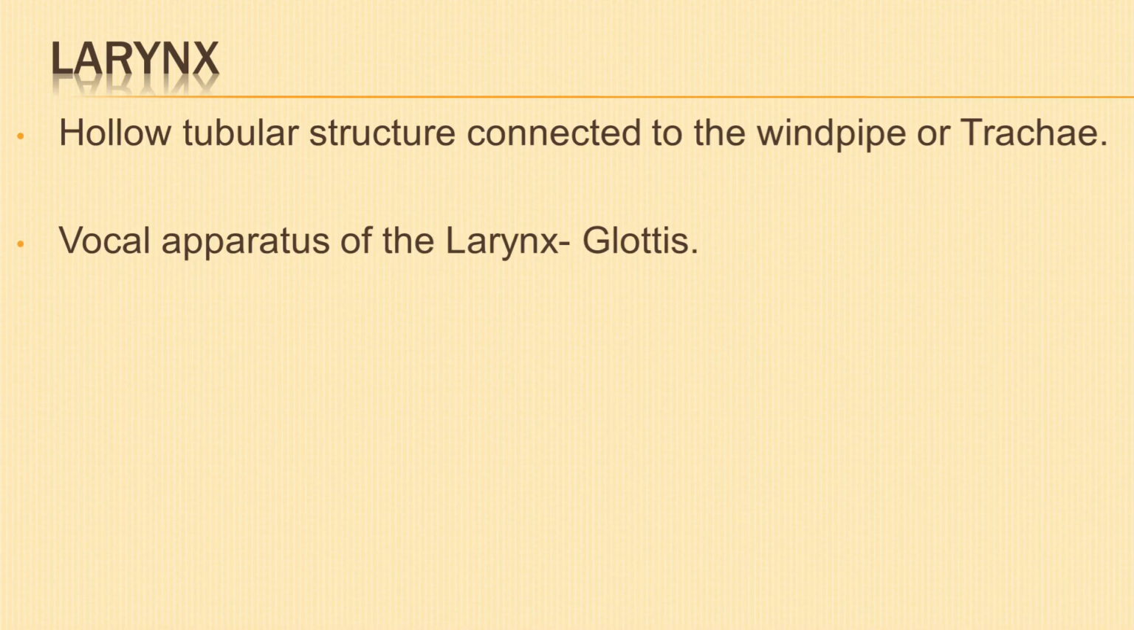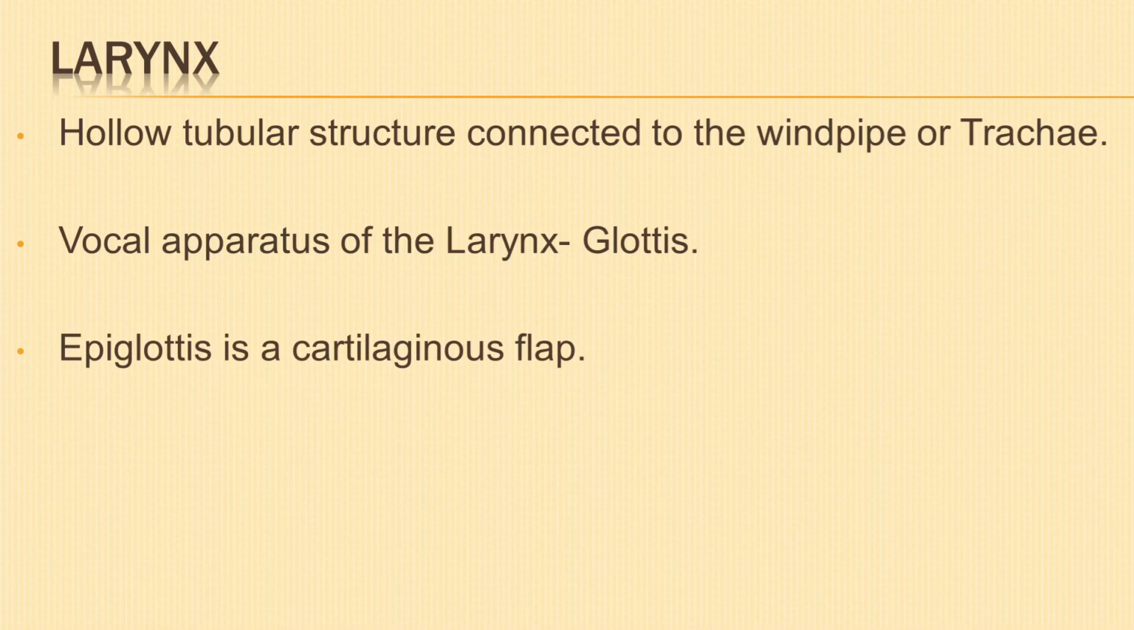Glottis is the vocal apparatus of the larynx. It consists of the two vocal cords and the opening between them. During swallowing, the glottis is protected by a cartilaginous flap known as epiglottis.